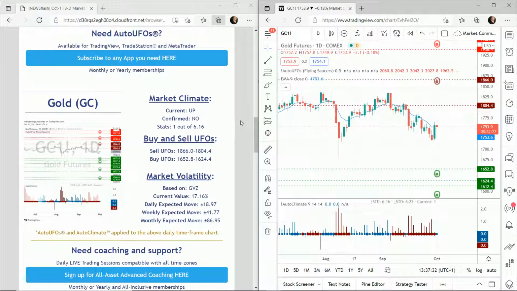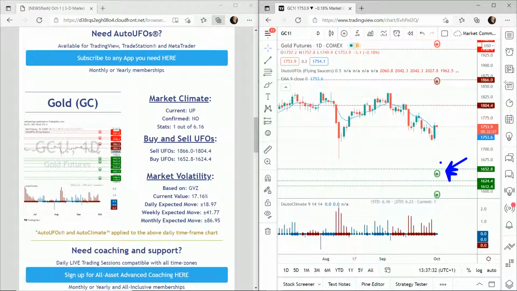With gold, we have an unconfirmed climate. See here, it's a thin dot. What that tells us is we don't have enough probabilities either way, not up or down, which means we do nothing. No point trading something that we don't have probabilities on. Change to a different market, change to a different time frame. No need to trade something that's not got any confirmed probabilities either way. Now we have sell orders above us at 1866 to 1804.4. We've got buy orders a little way below us at 1652.8 to 1624.4.